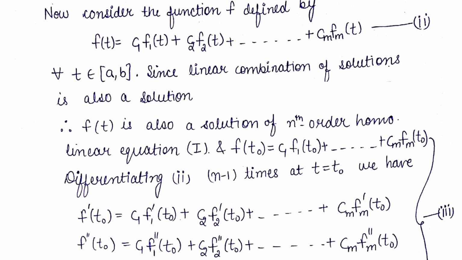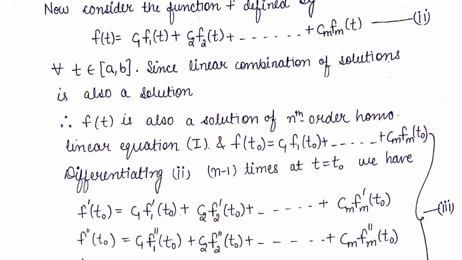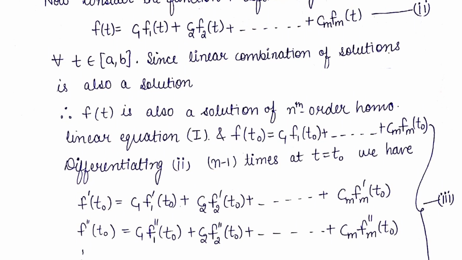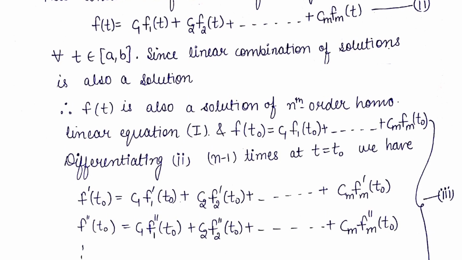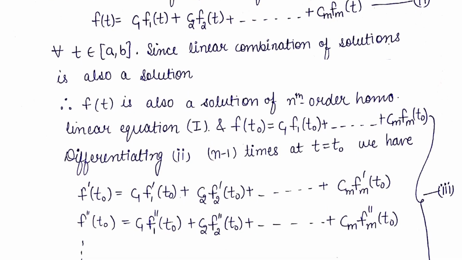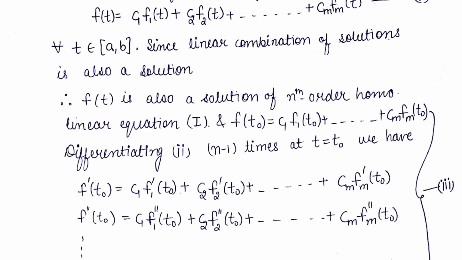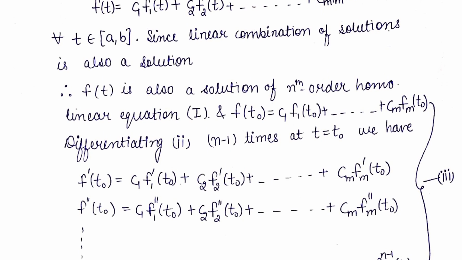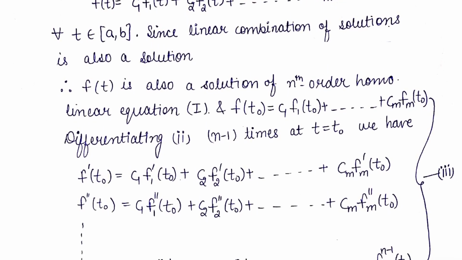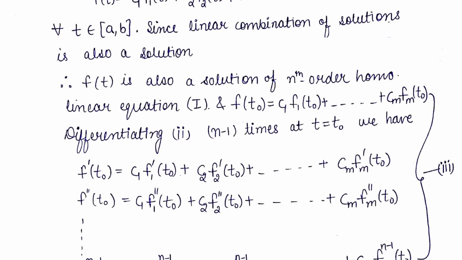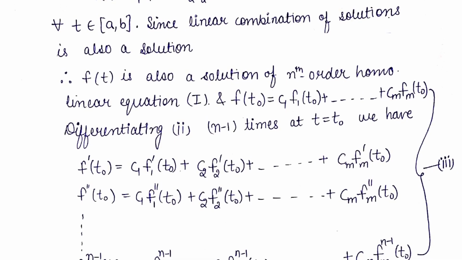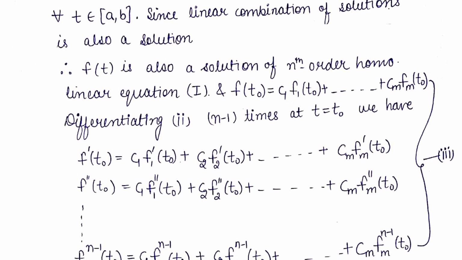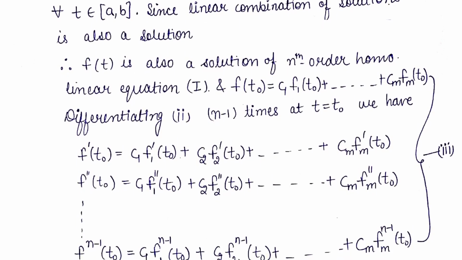Now, since a linear combination of solutions is also a solution, this Ft becomes a solution of the nth order homogeneous equation 1. And F at t naught is equal to C1 F1 t naught plus C2 F2 t naught plus and so on Cm Fm t naught. And if you differentiate this equation 2 n minus 1 times and evaluate the derivative at t is equal to t naught, you will get n minus 1 equations as follows.